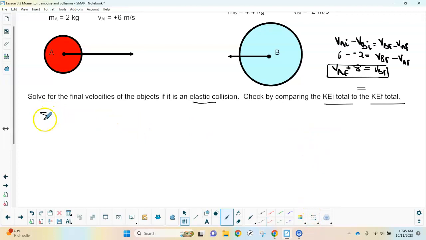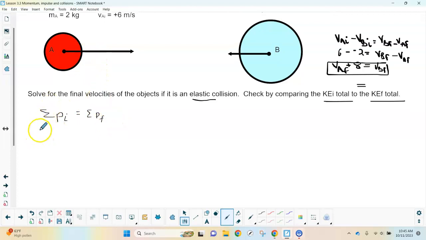Conservation of momentum says that the total momentum, sigma p total initial, should equal the final momentum at the end, sigma p final. In the beginning, we have object A's momentum and B's momentum, so we add them together. Afterwards, they're going to have momentum as well because they're not sticking together. It's not becoming one object. So we have A and B momentum afterwards. I'm writing the A and B's, and I'll put in "final" for afterwards, and "initial" for before the collision.